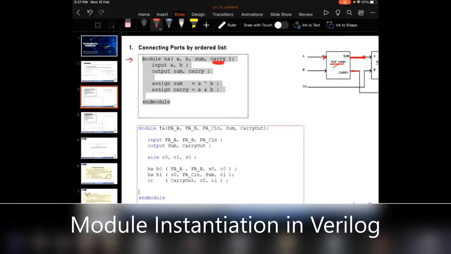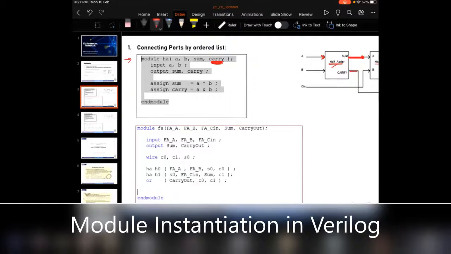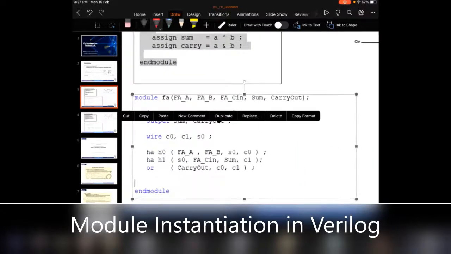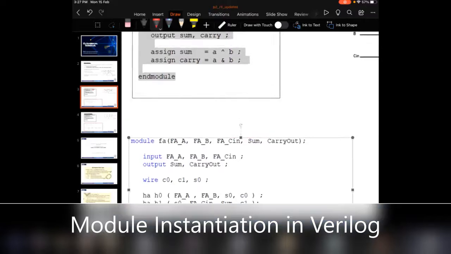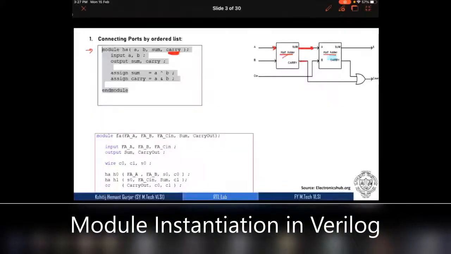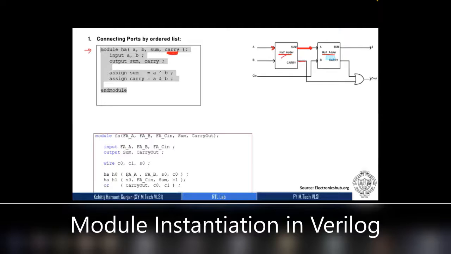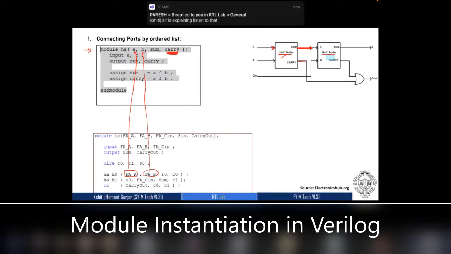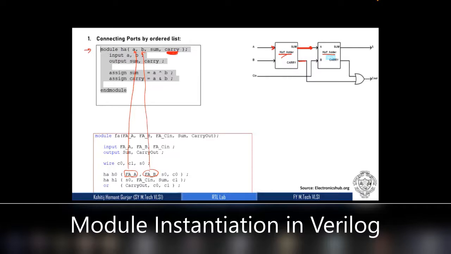Then, in case of an ordered list, what is the concept of an ordered list? The first instance written here is directly mapped to your A, and this second one written here directly maps to your B. The first will always map to your first, the second will always map to your second, likewise. This is what happens.